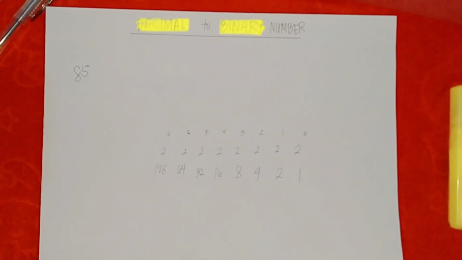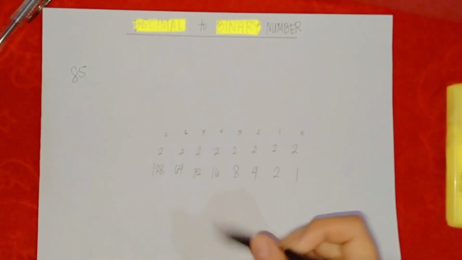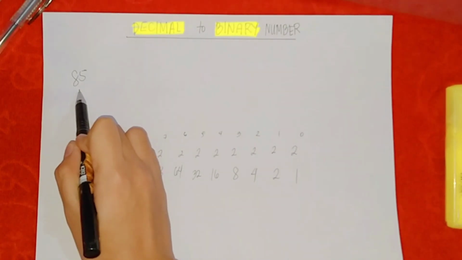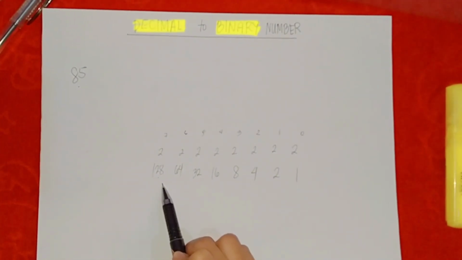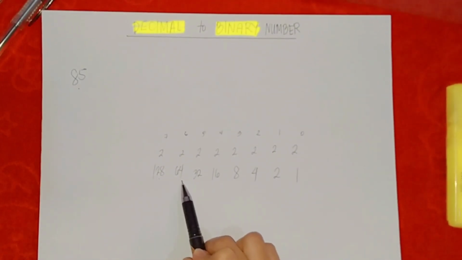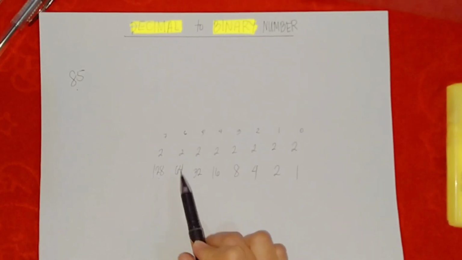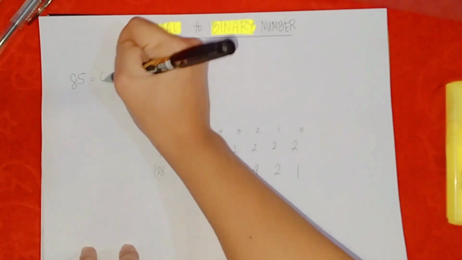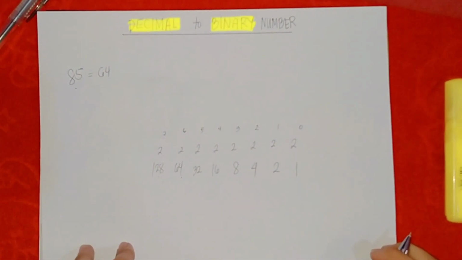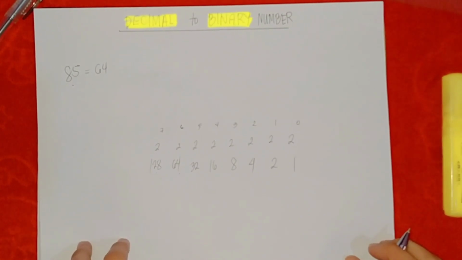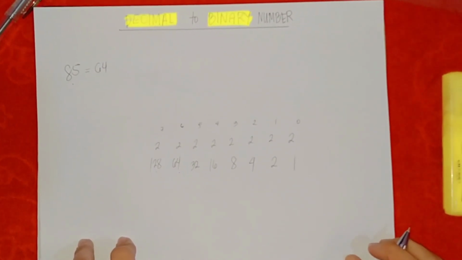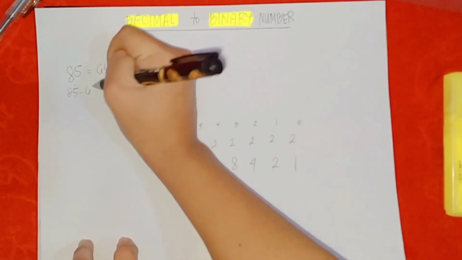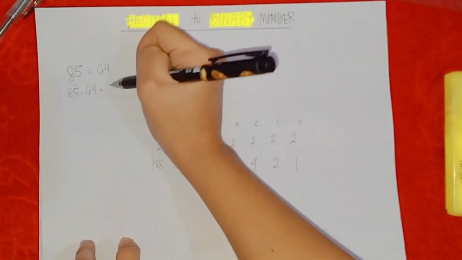Now, we will not go farther because 128 exceeds 85. Therefore, we are not going to use this. Instead, we will use 64 because 64 is the next highest number that is less than 85. So first, let's put here 64. The next step would be subtraction. We are going to subtract 64 from 85. So 85 minus 64 would be 21.